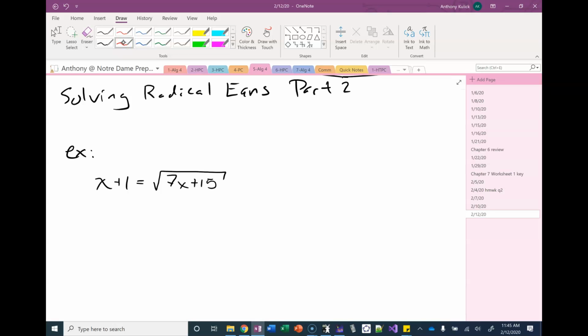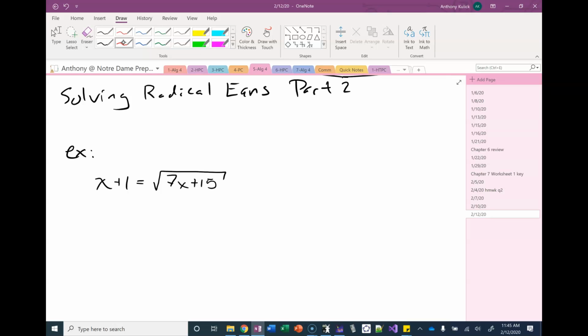So the first thing that I'd want to do is try to isolate the radical. In this problem, that's already been done for us because the radical's by itself, right? Everybody okay with that idea? One side of the equation is just a radical, and all the other stuff is on the other side.